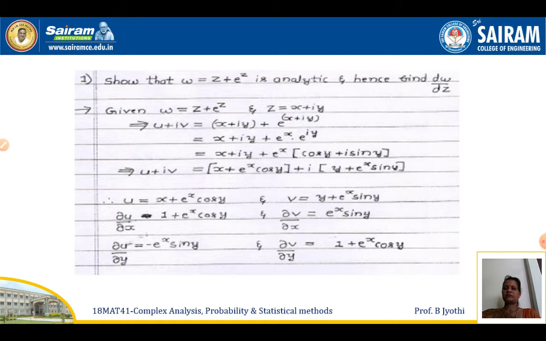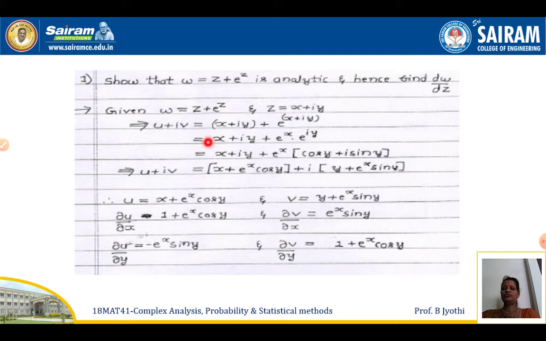So let's come to the problem now. Show that w = z + e^z is analytic and hence find dw/dz. To prove that it is analytic, we can just show that the CR equations are satisfied in the Cartesian or in the polar form. So given w = z + e^z, let us assume that z = x + iy.